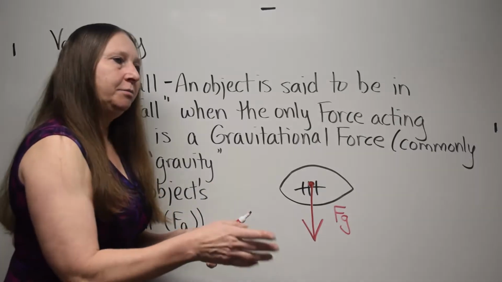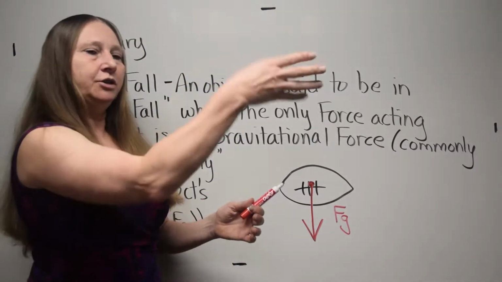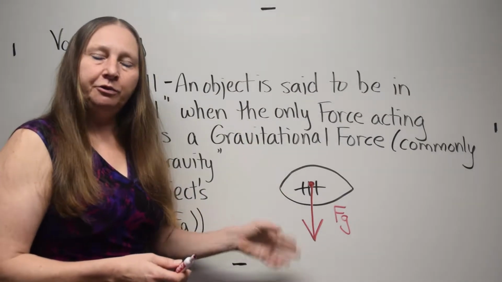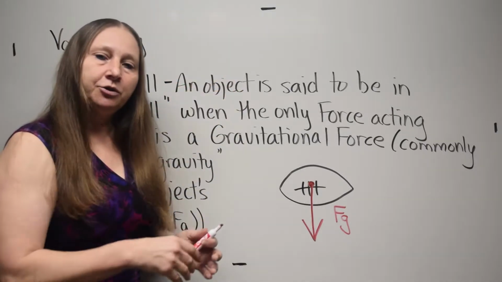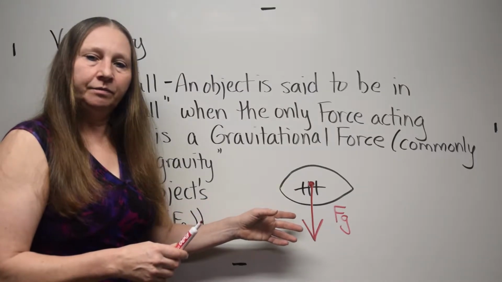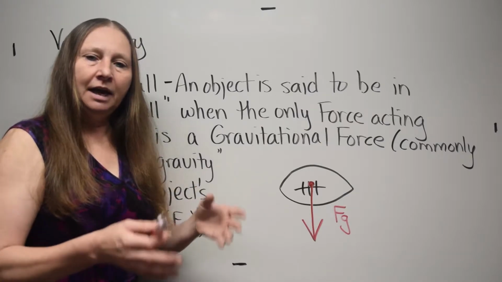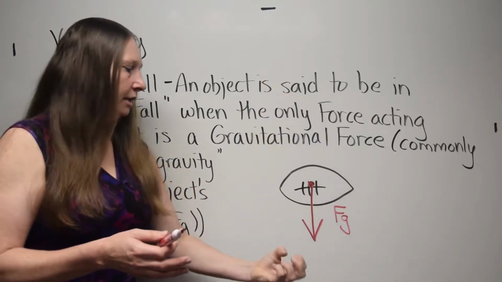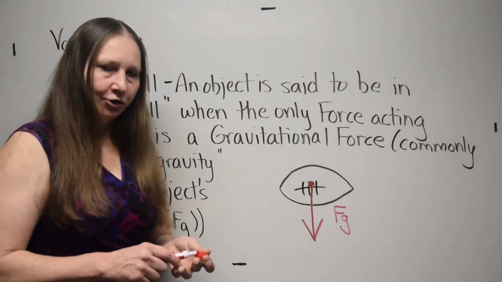So it doesn't matter, again, if you toss the football straight up, catch it, or pass it across to your quarterback, the football is in free fall because once it leaves the passer's hand, the only force acting on it is the gravitational force. The planet, the moon, the comet pulling the object down toward the center of the celestial body.